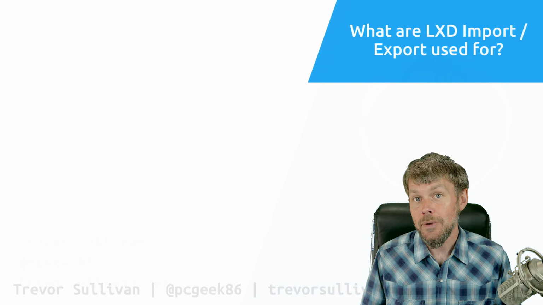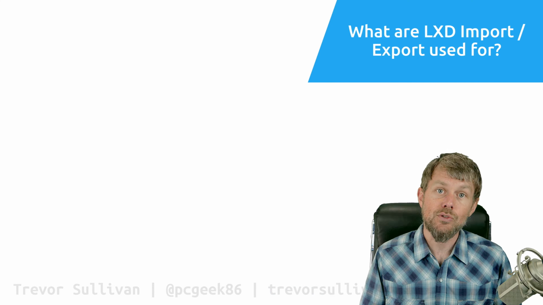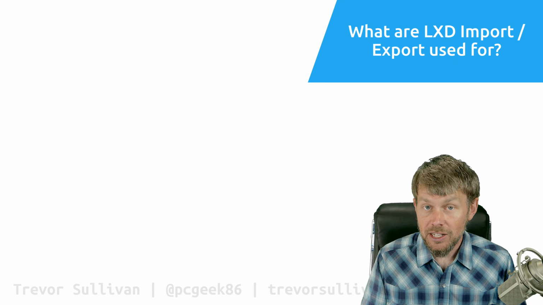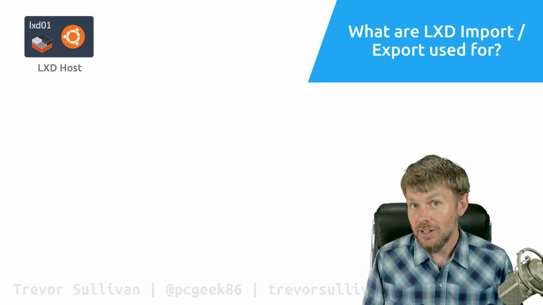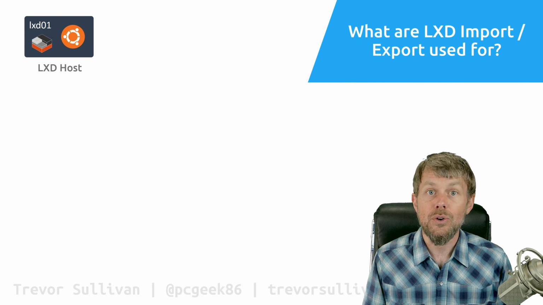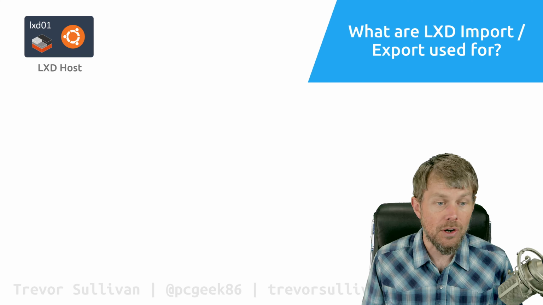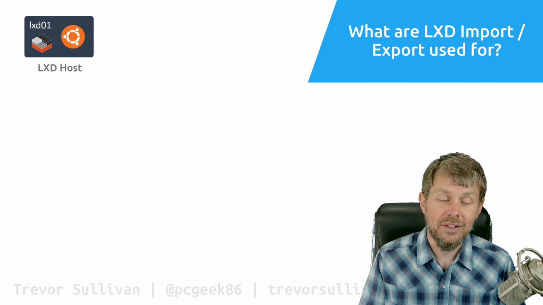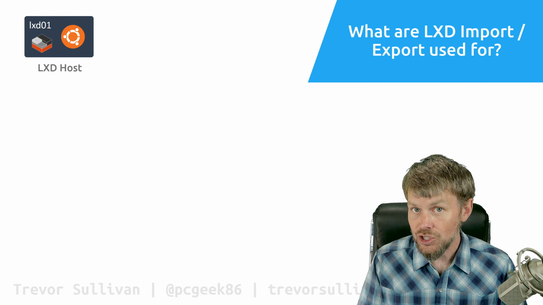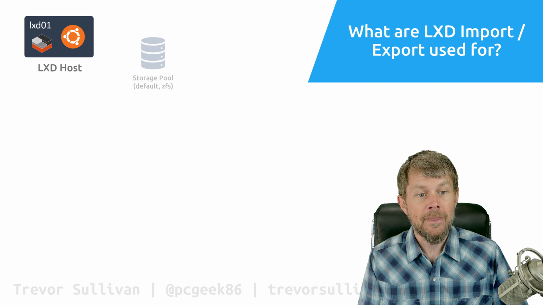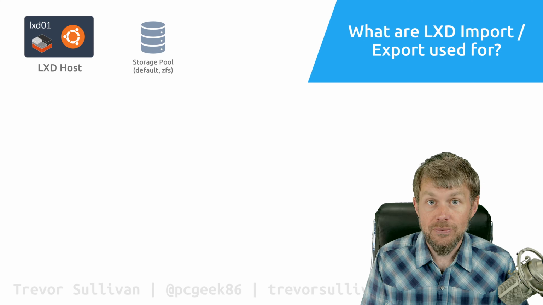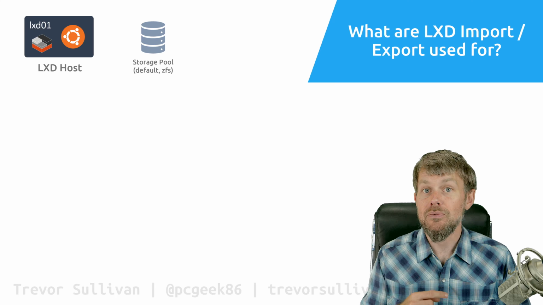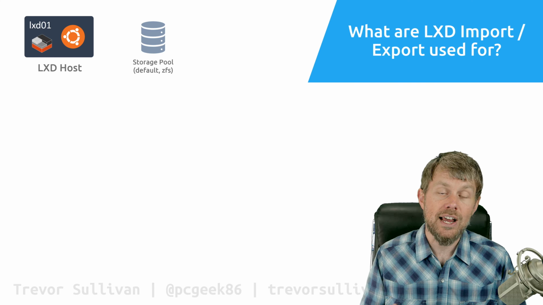So let's talk through a diagram for starters that describes the purpose behind why this operation is available in LXD. Let's just say that we have a single standalone LXD host. It's called LXD 01. We've got LXD running on Ubuntu Linux here. It's really up to you what Linux distribution you want to use, but I generally just use Ubuntu for ease of use. And then, of course, we typically have a default storage pool that's going to use the ZFS storage pool driver. I've got a separate video that actually talks about storage pools and how they work.